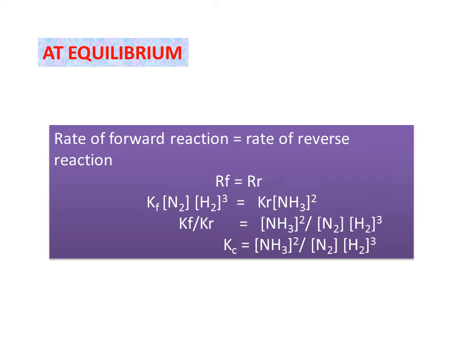And what is the value of RF? RF value is Kf, concentration of nitrogen and concentration of hydrogen, and RR value is Kr, concentration of ammonia. Okay, so if we rearrange this equation, we can also write Kf divided by Kr is equal to concentration of ammonia whole square divided by concentration of nitrogen and concentration of hydrogen.